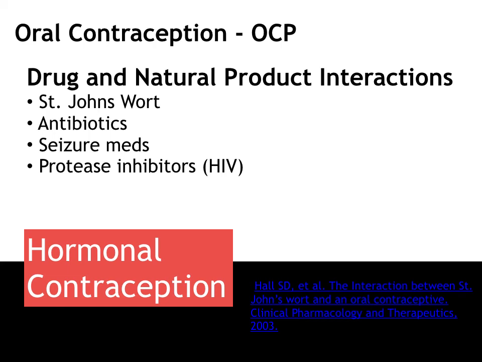Drug and natural product interactions. These are a few of the more significant interactions between birth control and drugs or natural health products. St. John's wort we know has one of the higher risks of interactions in terms of the herbs we're aware of. This is increasing CYP3A4 activity in the liver, so it'll shorten the half-life of estradiol and might make birth control less effective. Antibiotics interact as well. Seizure medications and protease inhibitors used for HIV therapy are some of the bigger ones that you want to be aware of.